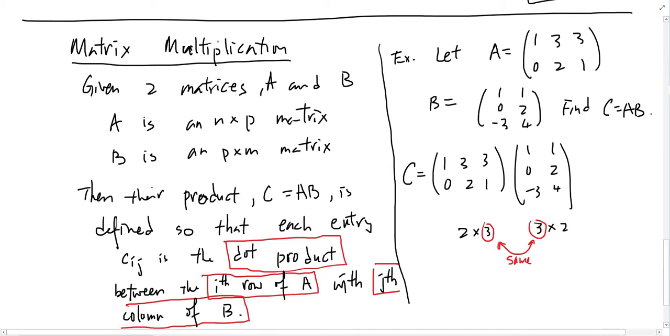Now, if the two inside numbers play an important role in defining whether this operation is valid or not, they have to be the same for the operation to be valid. What do these two numbers actually represent? These two outside numbers basically represent the dimension of the product. Meaning in this case, our matrix C is going to be a 2 by 2 matrix.